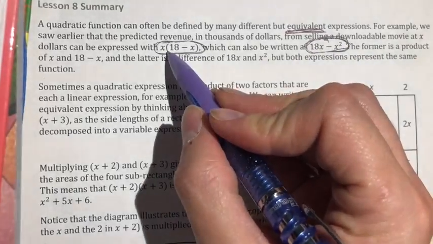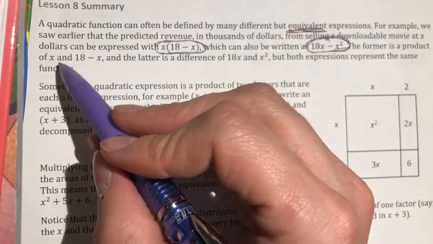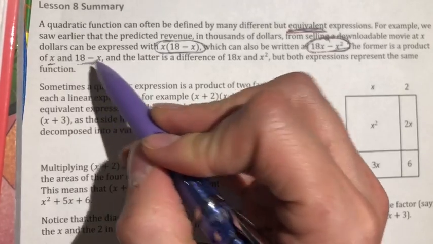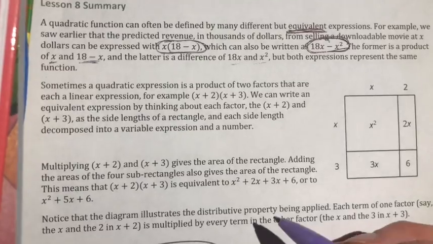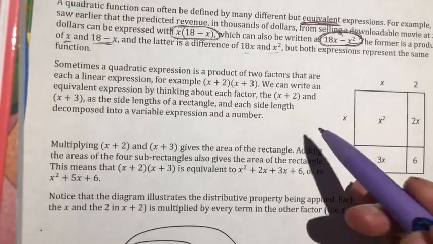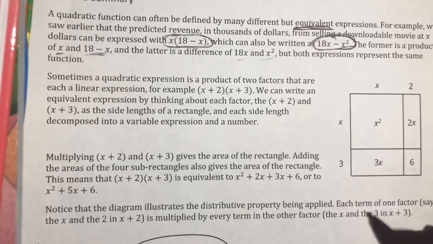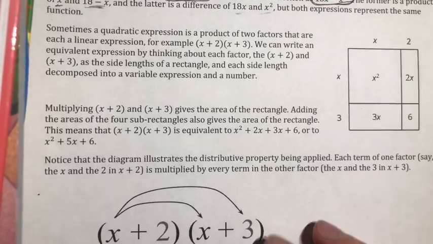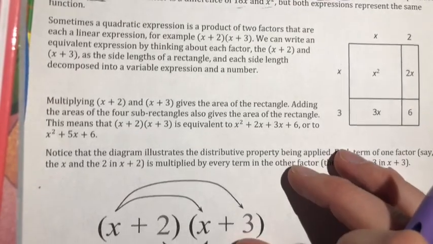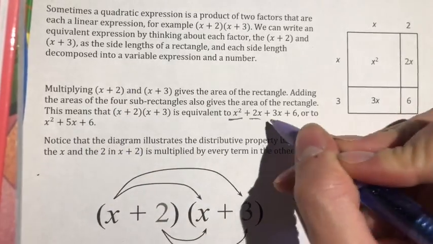And the first one shows that revenue is the product of these two terms. And the second one shows that it's the difference of those two terms, but they represent the same type of thing. We did it with an area diagram, so that was hopefully helpful to visualize it, but we're going to try to not do that because it takes up a lot of room, and it's hard on a computer. Really, multiplying these two things gives the area of a rectangle, and you decompose it into 4 different pieces.